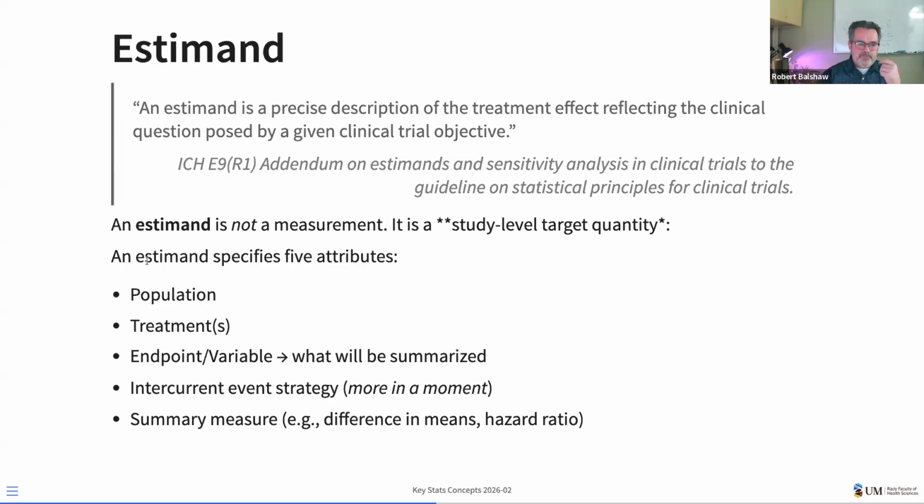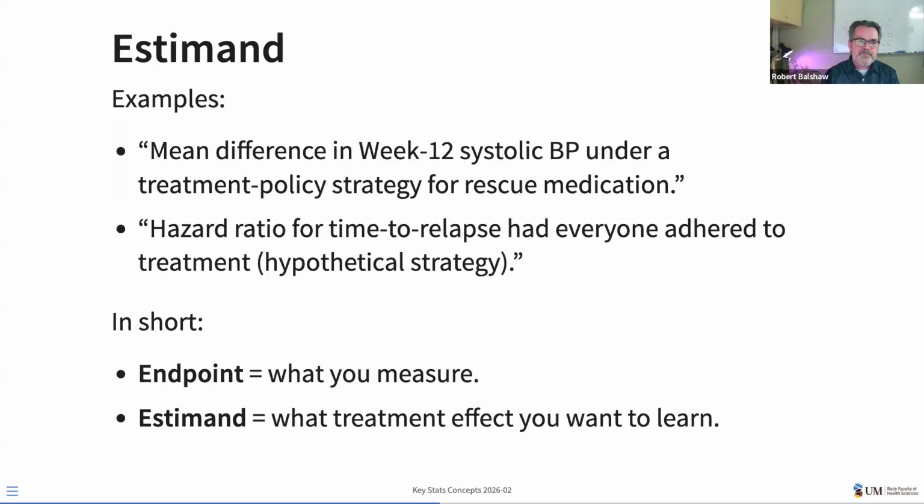And the estimand framework says that we need to specify the population in which we're conducting the work, the definition of the treatment, the intervention, and the control. The endpoint, or the variable, is the thing that will be measured and then summarized. And the intercurrent event strategy, which I want to touch on a bit more in a moment. And then the summary measure. So the estimand encapsulates all of those ideas, and in a way, it is the distilled gold nugget at the end of the mining operation that is a clinical trial. That estimand is really where everything comes together.